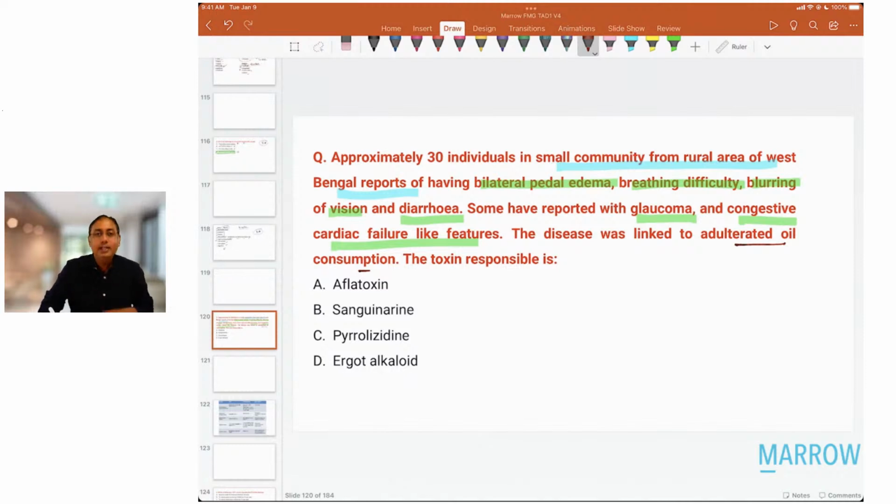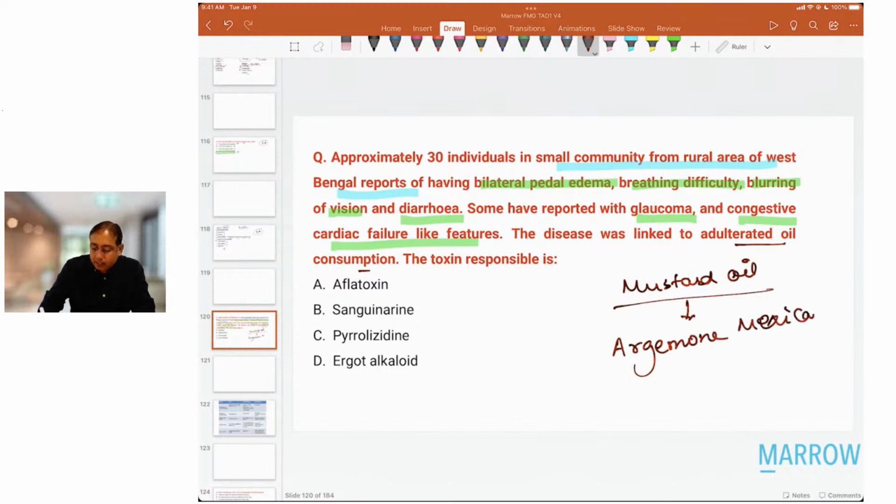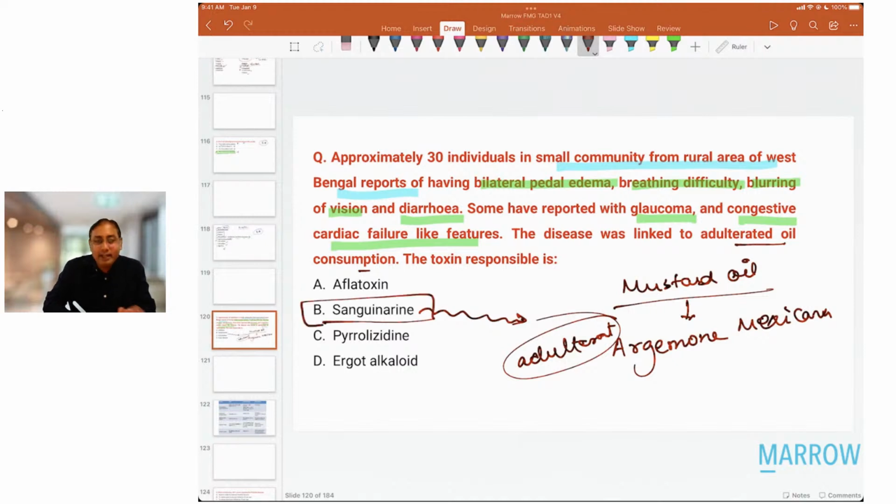This question is asking about adulteration of mustard oil. Mustard oil can be adulterated with oil from Argemone mexicana. Argemone mexicana is the adulterant in the mustard oil. So what is the name of the toxin? The toxin name is sanguinarin. The disease we can have is epidemic dropsy.